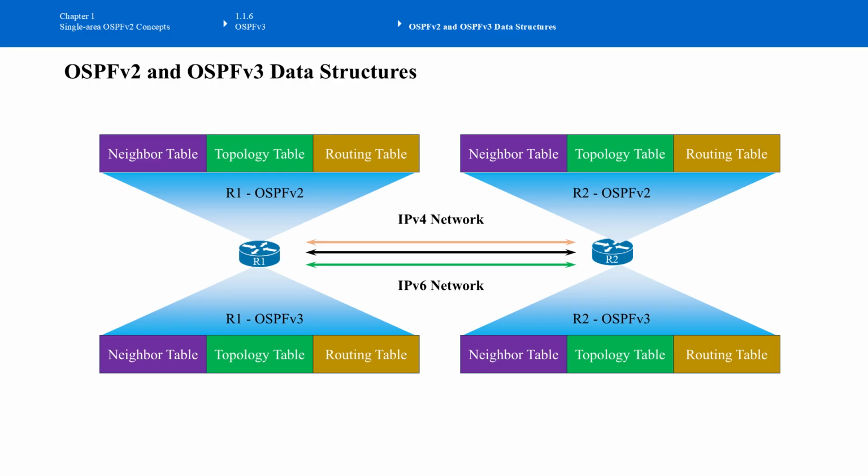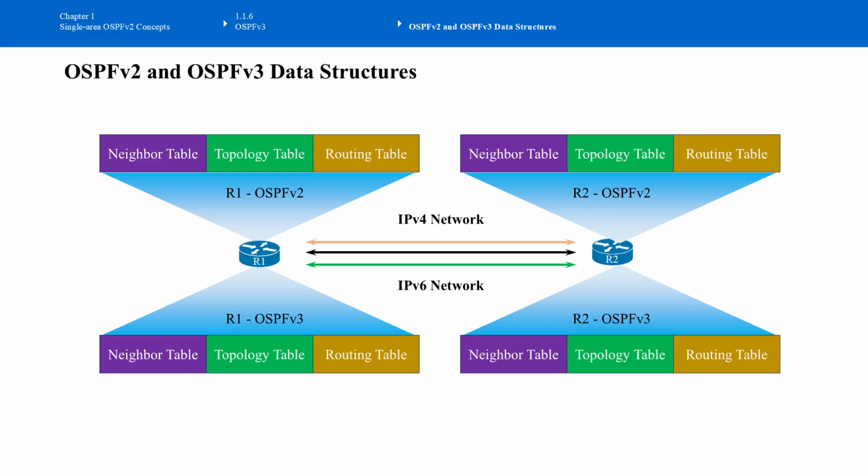So even though both OSPF versions are running on the same physical router, they operate as two separate routing processes. OSPFv2 handles IPv4 only. OSPFv3 handles IPv6 only. They do not share their neighbor tables, topology databases, or routing tables. Think of it as running two independent OSPF protocols on the same router. One manages IPv4 traffic and the other manages IPv6 traffic.